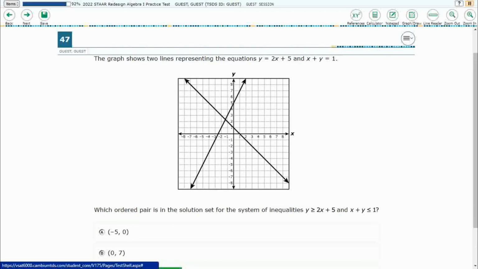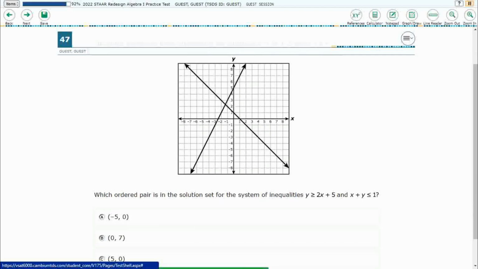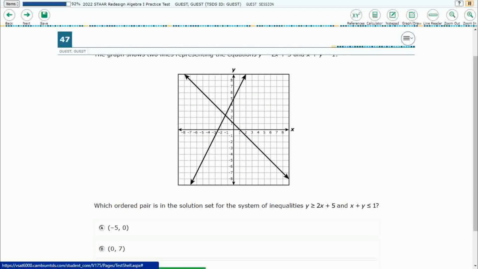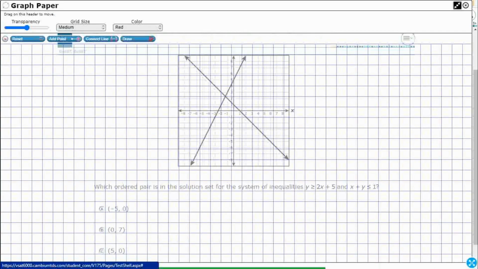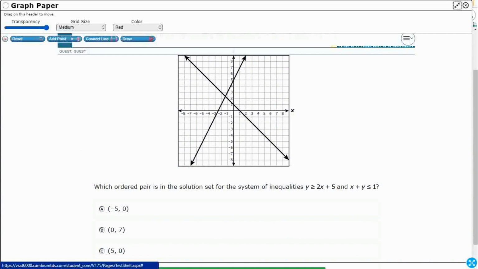So we've got this graph showing these two lines, y equals 2x plus 5 and x plus y equals 1. What they want to do is turn both of these into inequalities, and so we need to find which ordered pair is in the solution set. Well, let's open up our graph draw feature. We need to do a little bit of shading here. I'm going to increase the transparency so I don't see the grids behind that. So let's take a look at this first one right here.